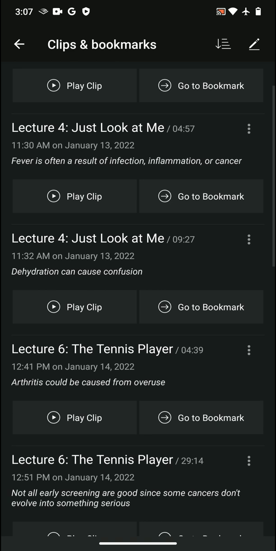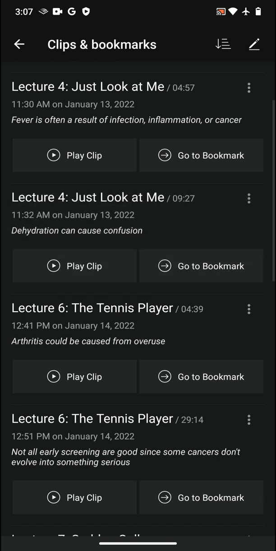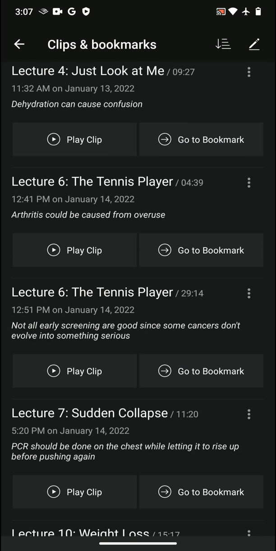Fever is often a result of infection, inflammation, or cancer. So that's usually one of those 3 things that fever is associated with. Dehydration can cause confusion. That's one of the side effects of dehydration. Arthritis could be caused from overuse.